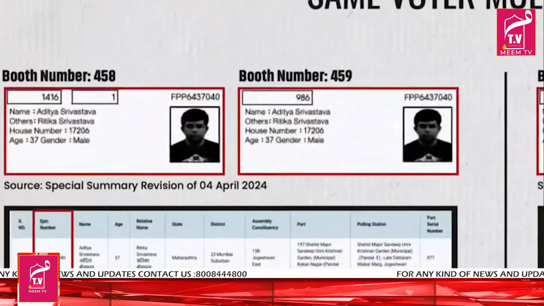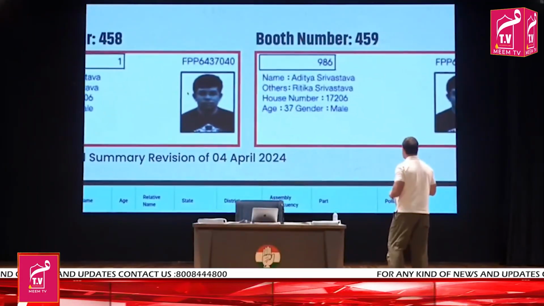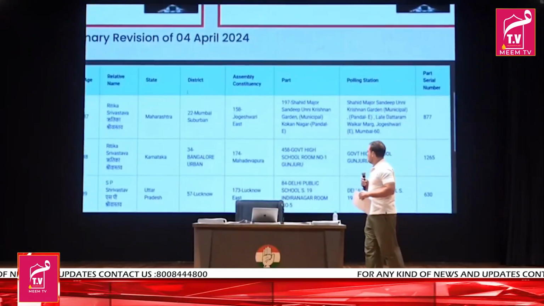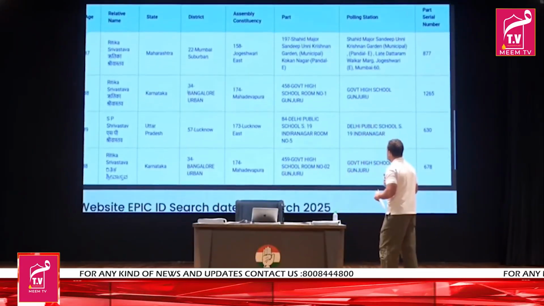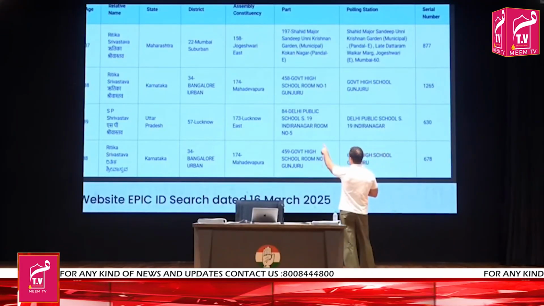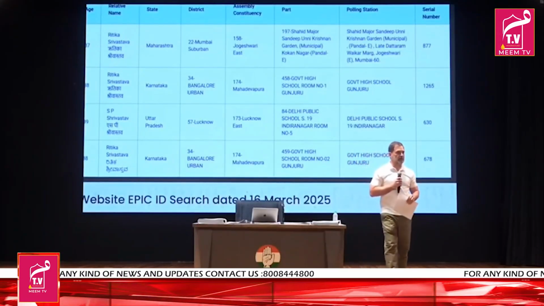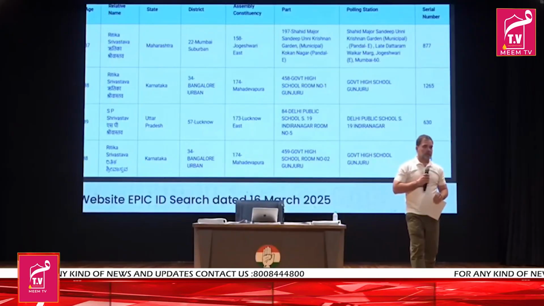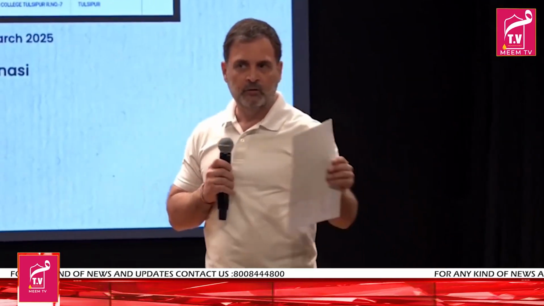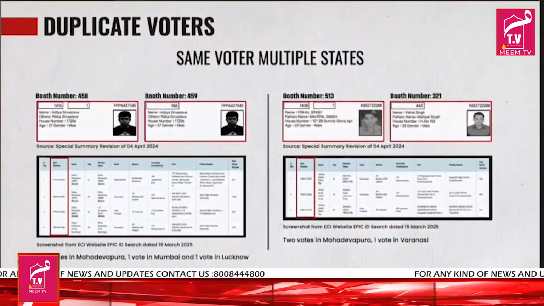He votes in booth number 458, same person. He votes again in booth number 459, same person. Go down. And then this gentleman goes Karnataka, Uttar Pradesh, Karnataka, and Maharashtra. So he's got his name on 4 lists, different states, different polling booths. And I remind you, this is not an individual. There are thousands and thousands of these people that we found.